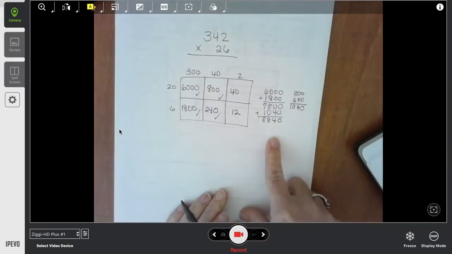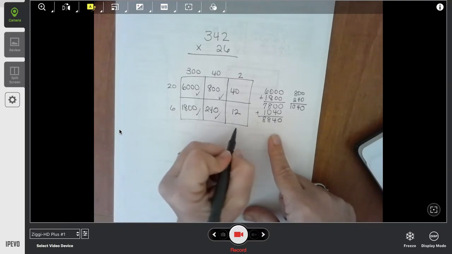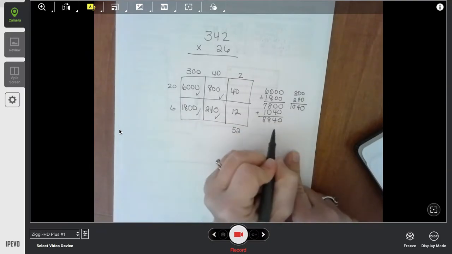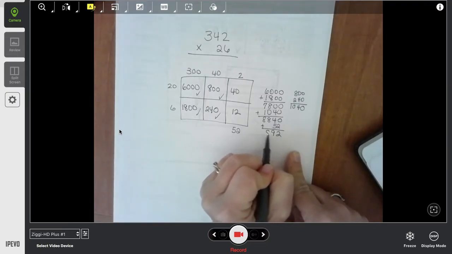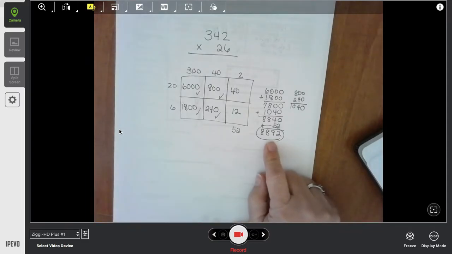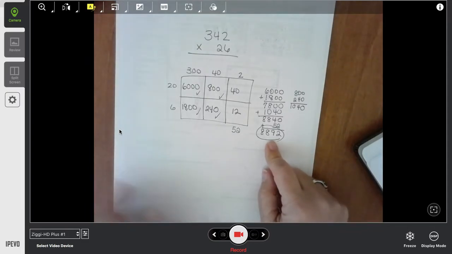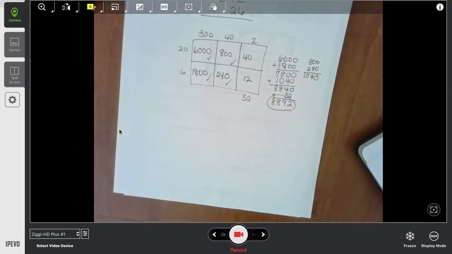So then I'm going to put those two together to get 8,840. Then I'm just going to add these two together. And 40 plus 12 is 52. So I'm going to add 52 to the end. So my answer is 8,892.